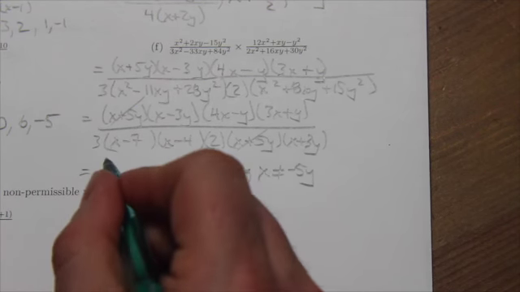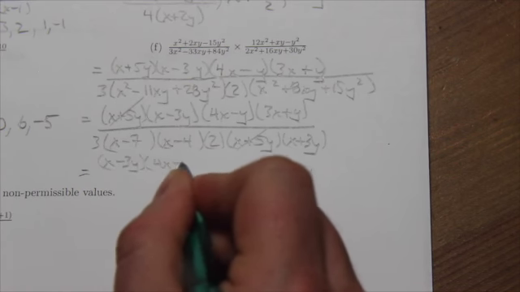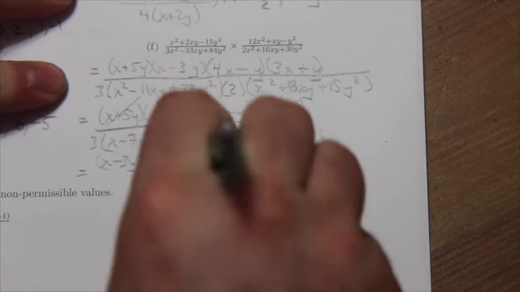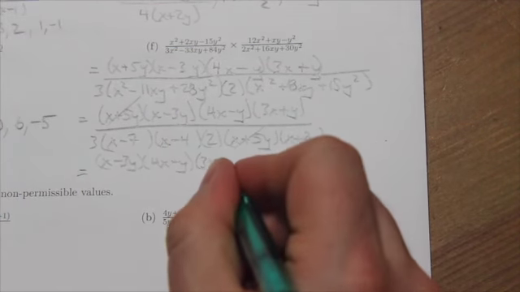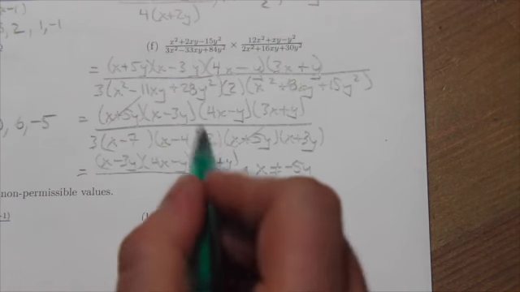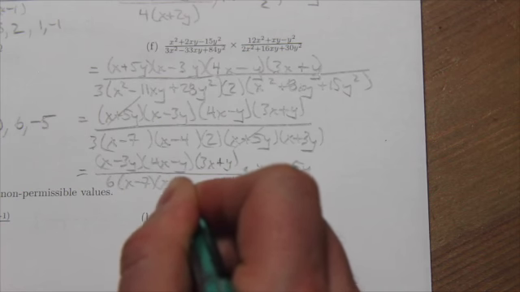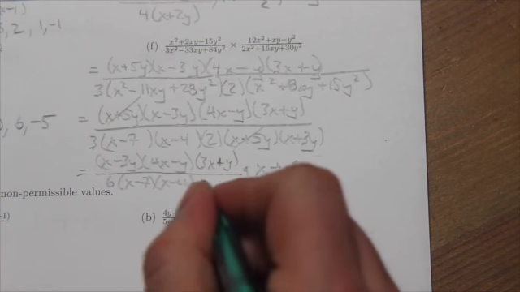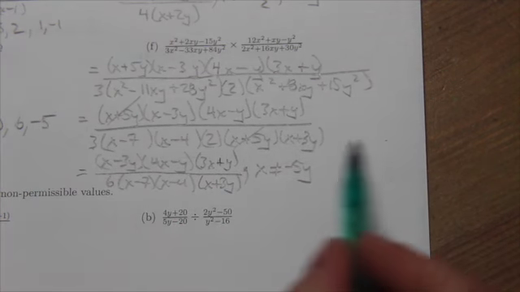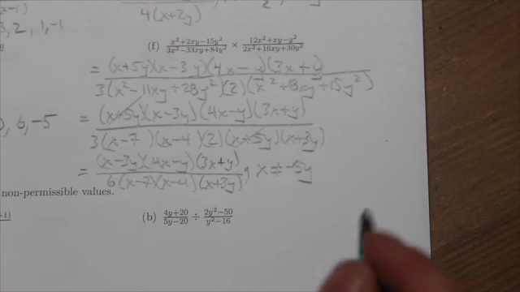So that leaves us with x minus 3y times 4x minus y times 3x, whoops, I'm sorry, I was going to say plus y, but I didn't want to write the plus there, plus y all over, well, 3 times 2 gives me 6, and then I'm just going to string together the factors. x minus 7, x minus 4, x plus 3y. Now, this is equal to this because I've stated that x cannot equal negative 5y.